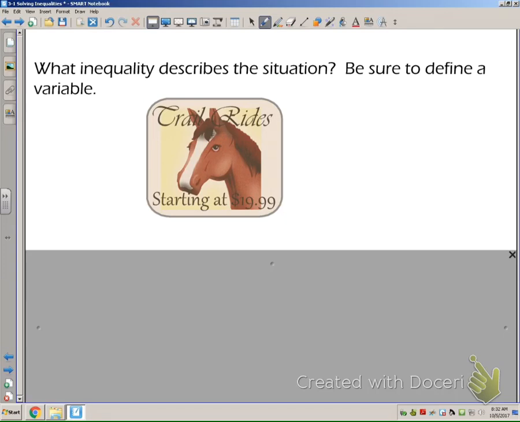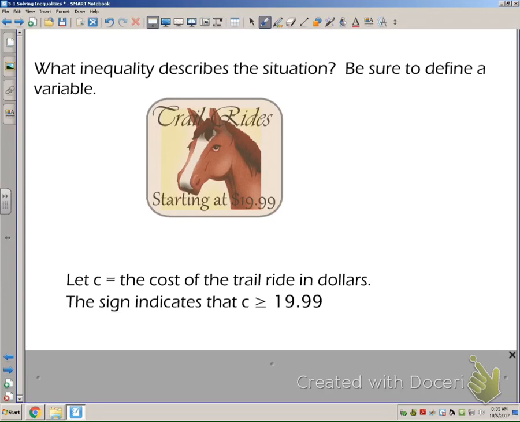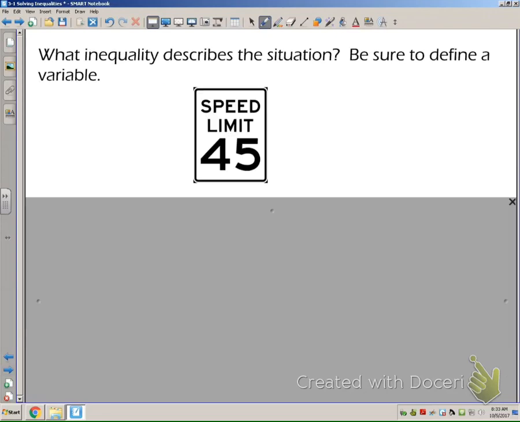Okay, so what inequality describes the following situation? Be sure to define a variable. So it says trail rides starting at $19.99. So we need to define our variable to begin with. We need to let C equal the cost of the trail ride in dollars. So then how would I make an inequality to show that trail rides start at $19.99? Well, the cost could be $19.99, or it could be more than $19.99. So we could say the cost is greater than or equal to $19.99.